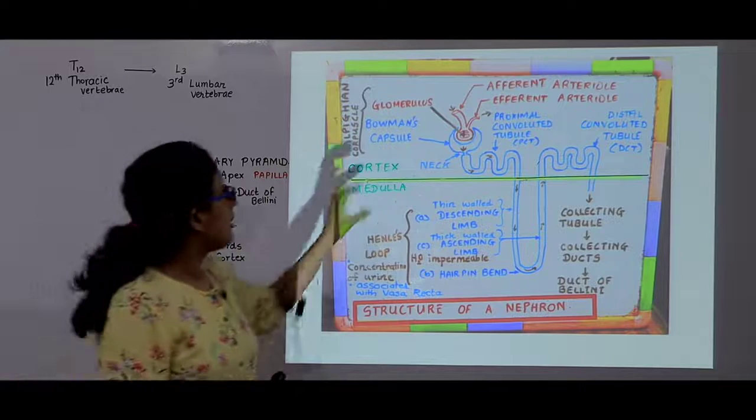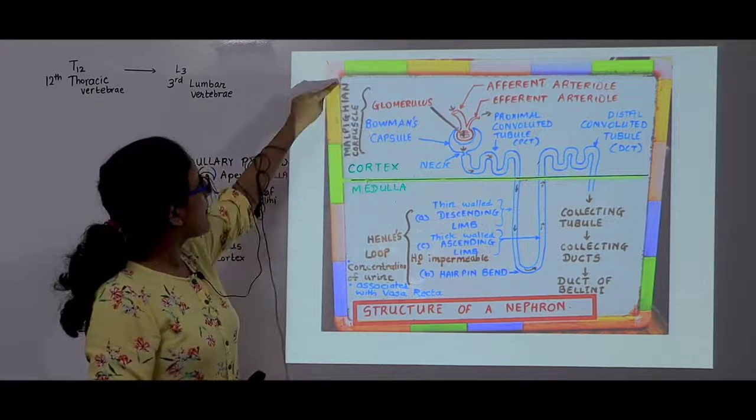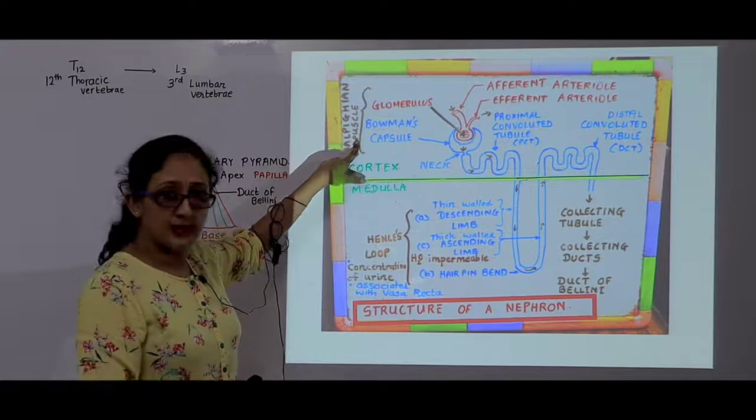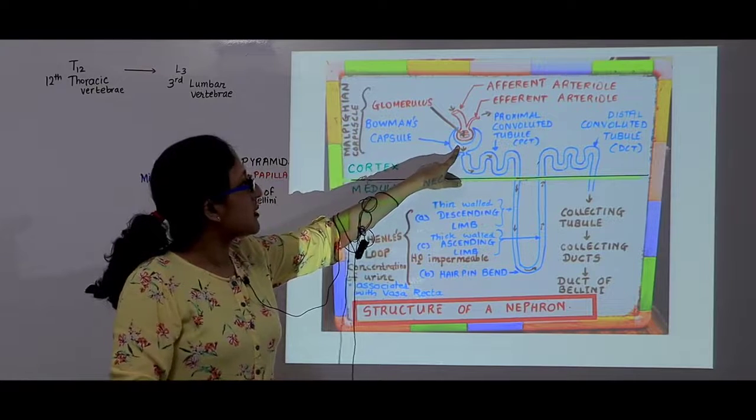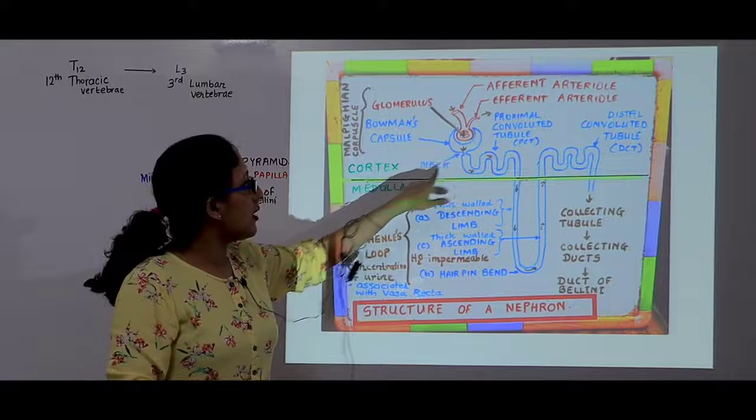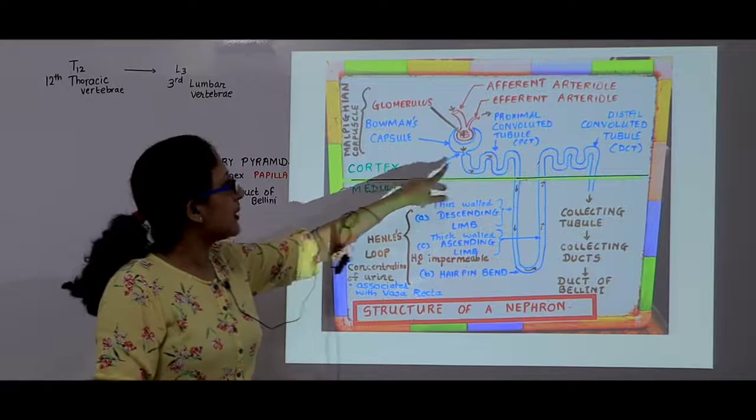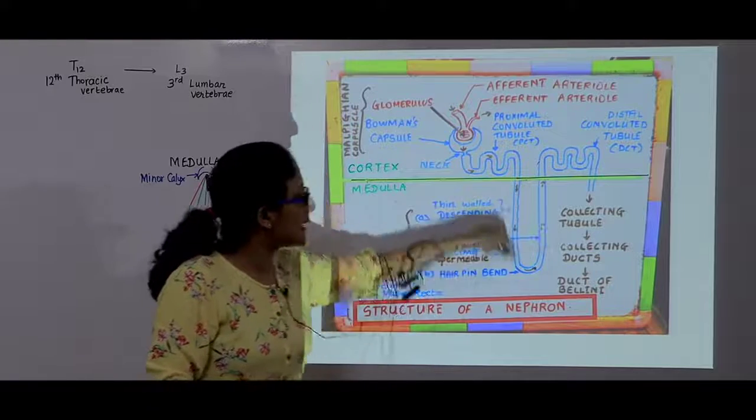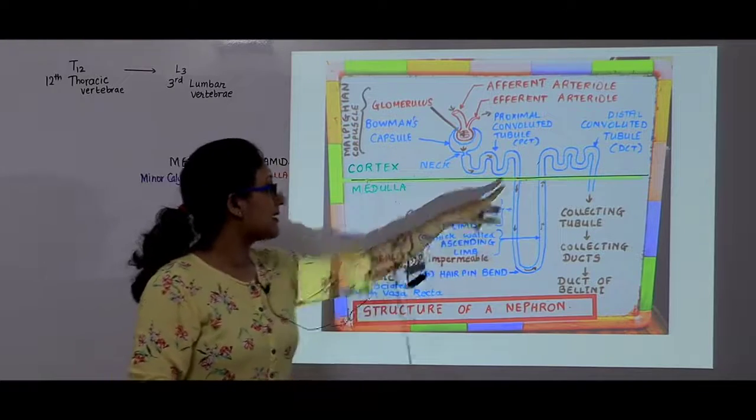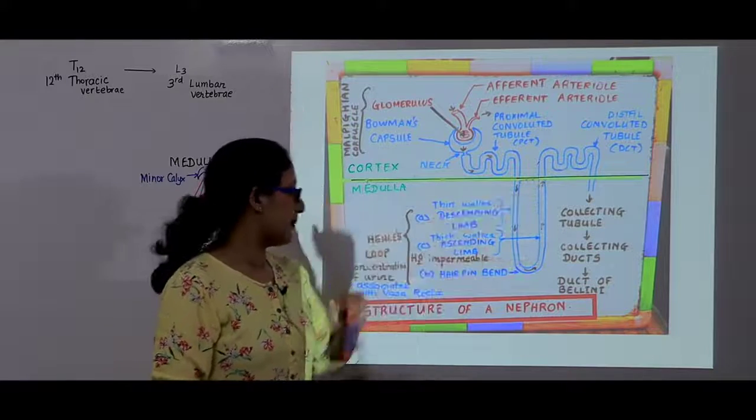So once again, the glomerulus and the Bowman's capsule form the Malpighian corpuscle. The Malpighian corpuscle continues as the renal tubule. The junction of that is called the neck. The first part of the renal tubule is the PCT. Second part is the Henle's loop. Henle's loop has a descending limb, hairpin turn, and an ascending limb.